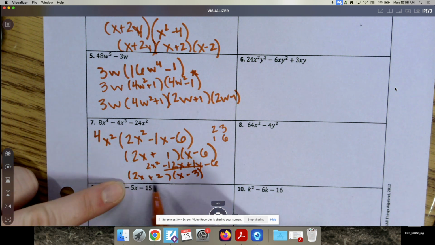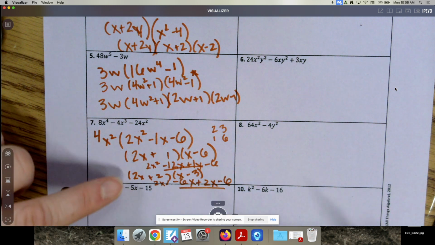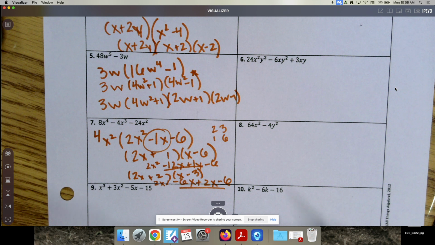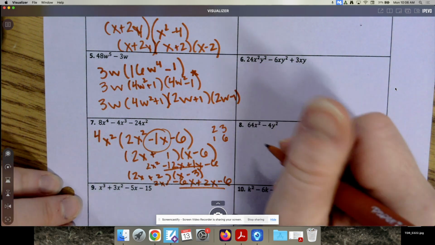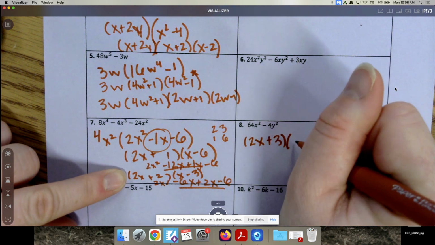You get 2x squared minus 6x plus 2x minus 6. Is negative 6 plus 2 what we want with negative 1? No. So our number was wrong. So what should we switch? Should we switch our signs or switch our numbers? Switch the numbers. I'm going to go over here because I can't erase, since I'm writing in marker. So now what if it's 2x plus 3 and x minus 2?